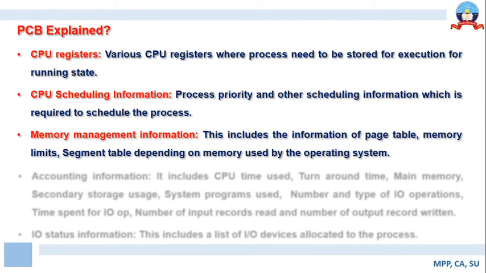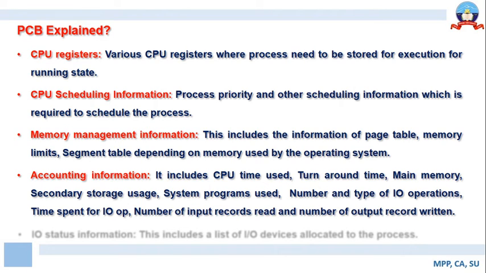Now the next one is the accounting information. Accounting information basically includes CPU time used, turnaround time, main memory requirement, secondary storage requirement, system programs requirement or use, number and types of I/O operations, time limit for I/O operations, number of input records read, and number of output records written. So all the information pertaining to the process is maintained in the process control block.